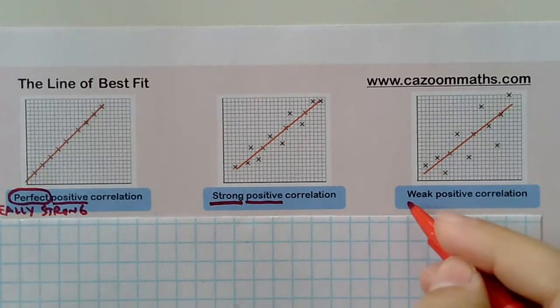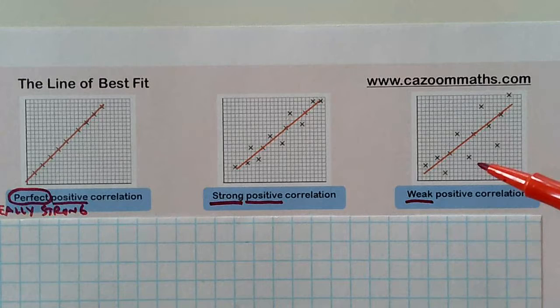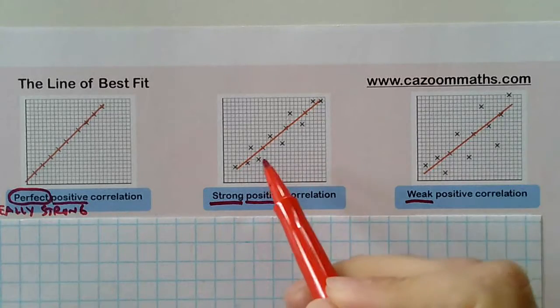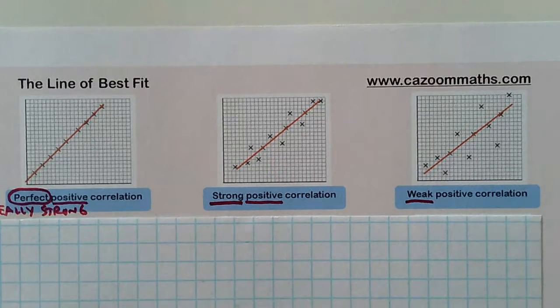And then here we have that weak idea where we still have them kind of going up, but we can see that those X's are much further away from the line than they were here.